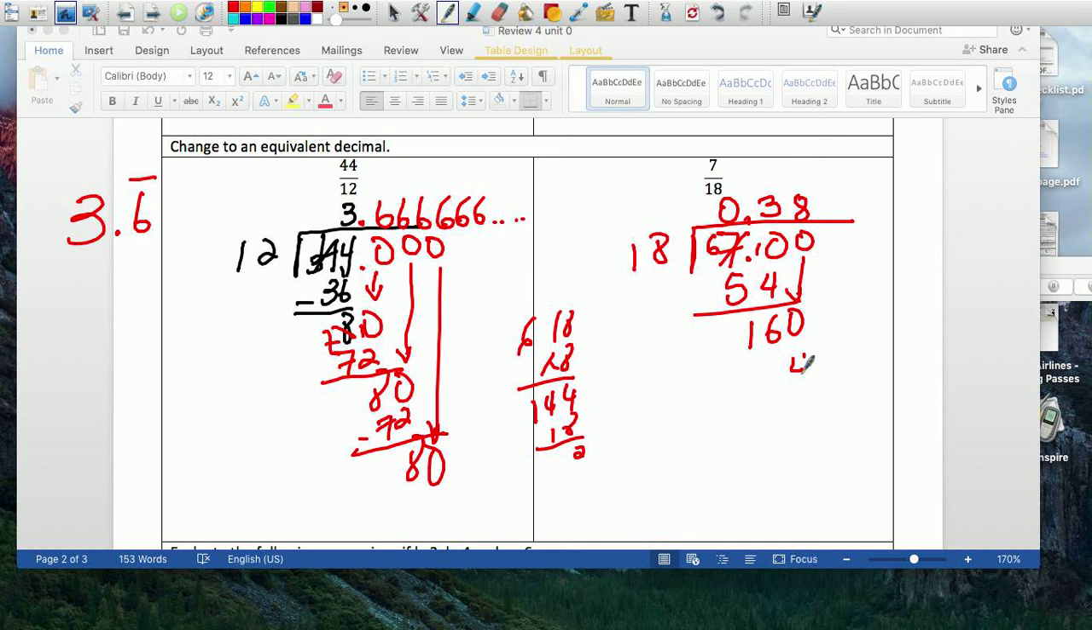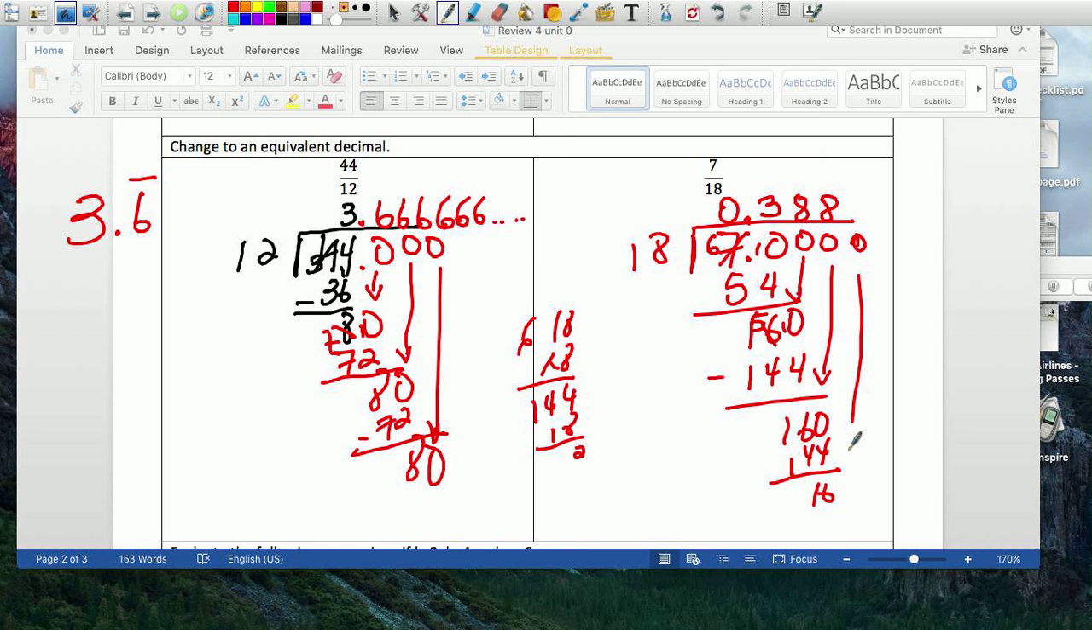8 times 8, 64. Carry 6. 8 times 1 is 8, plus 6 is 14. Subtract. Borrow. 10 minus 4 is 6. 5 minus 1 is 4. Uh-oh. We bring the 0 again. It becomes 160 again. So guess what? 18 goes into 160 8 times. 144. You got 16 left over. If you bring another 0 down, it's going to be the same thing. 0.3888888. So how do we change this to our final answer?